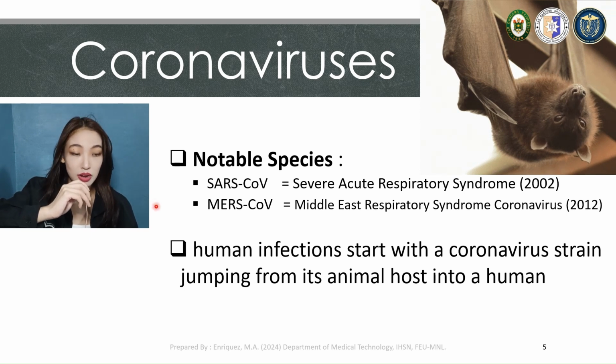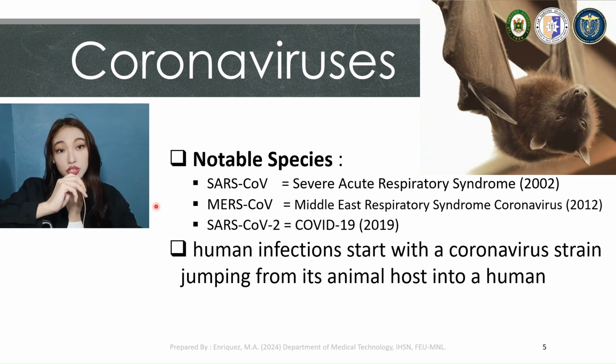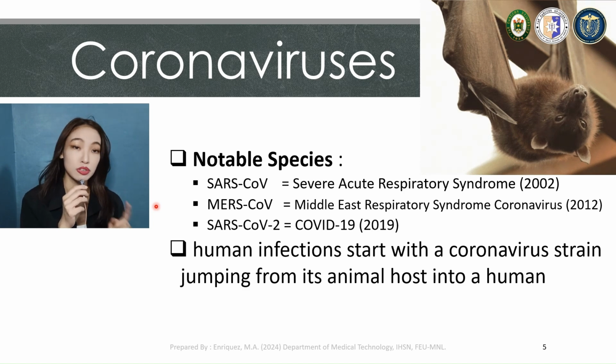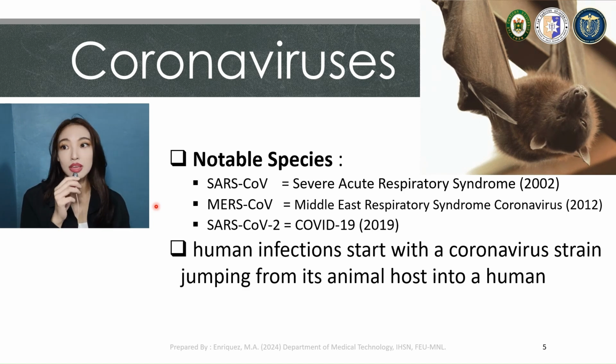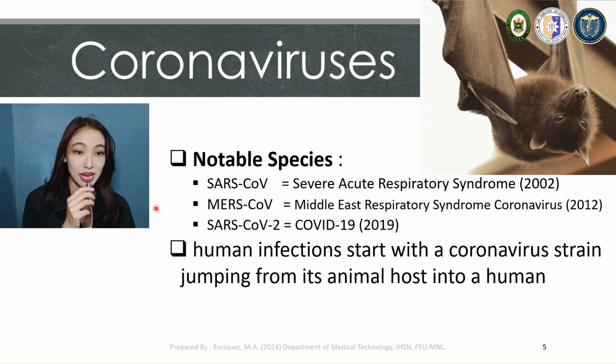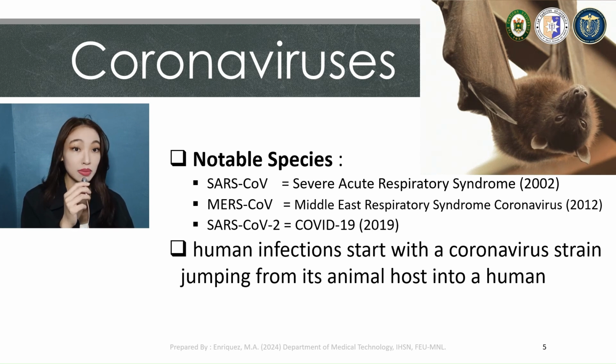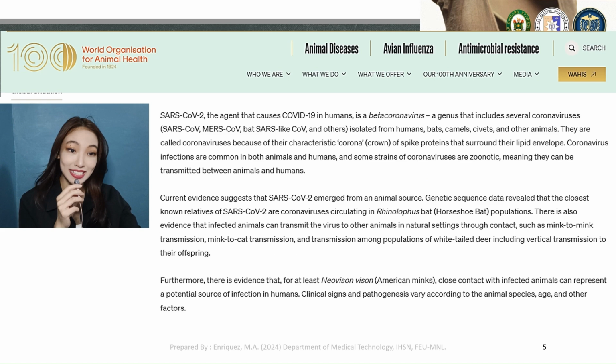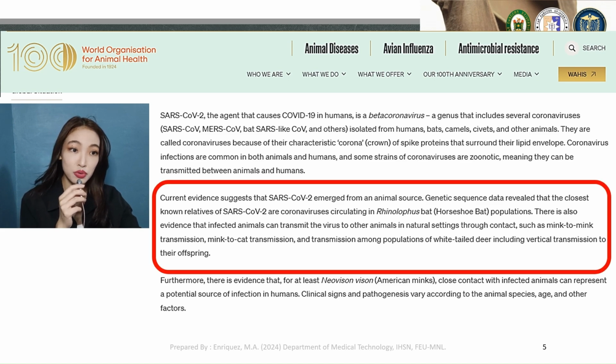And of course, we have the SARS CoV 2, the causative agent of the COVID 19 pandemic, which we all know and have experienced from 2020 to 2023. This one belongs to the genus Beta coronavirus, and according to an article that was published by the World Organization for Animal Health, and I quote, current evidence suggests that SARS CoV 2 emerged from an animal source.